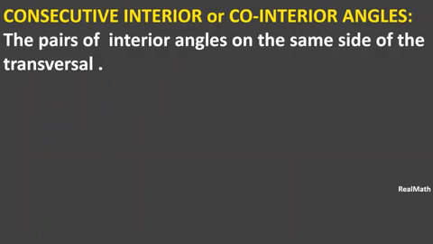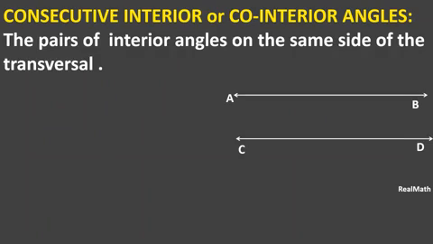Now consecutive interior angle or co-interior angles. Now you can see the transversal. In this we are going to learn about the co-interior angle. Co-interior means the pair of angles, that is interior angle, on the same side of the transversal. See now angle 3 and 6, it is on the same side of the transversal. This is a pair and one more pair is there, 4 and 5. These are pair of co-interior angles.